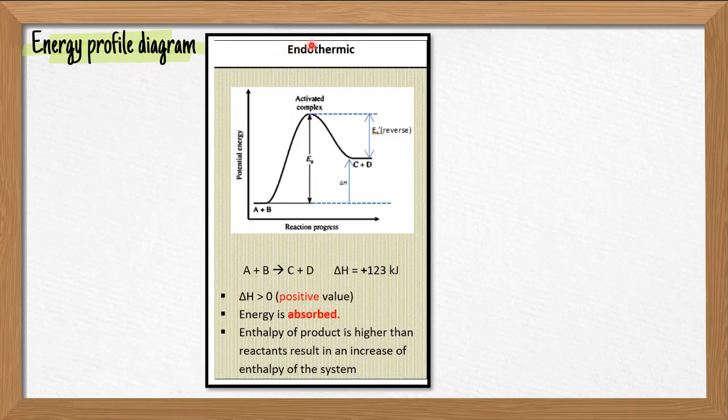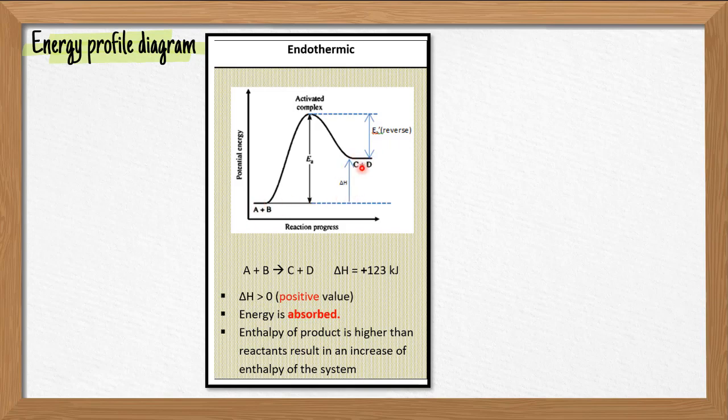For energy profile diagram, first let's look at the endothermic reactions. So as we know, endothermic reaction has a positive value for its delta H, and the heat energy is being absorbed. So this delta H has a positive value, and the direction is going upwards from the reactants towards the product. So we say that the enthalpy of product is higher than the reactants, resulting in an increase of enthalpy of the system. As you can see in the diagram, there's a difference between the enthalpy of reactant and the enthalpy of product.